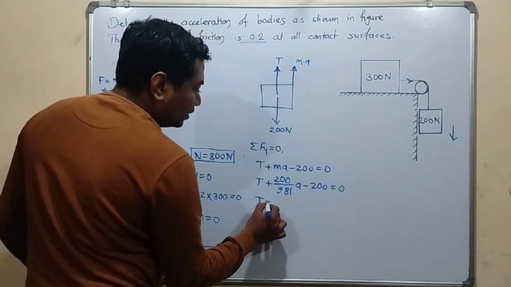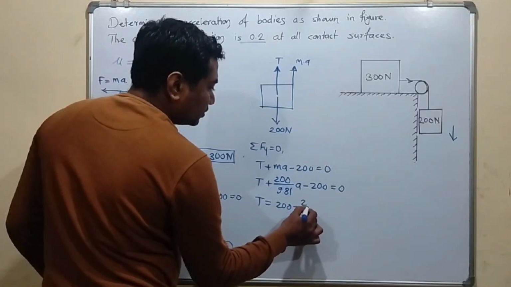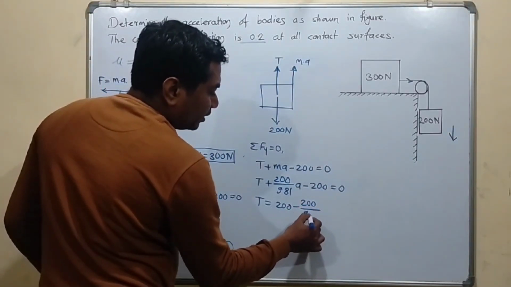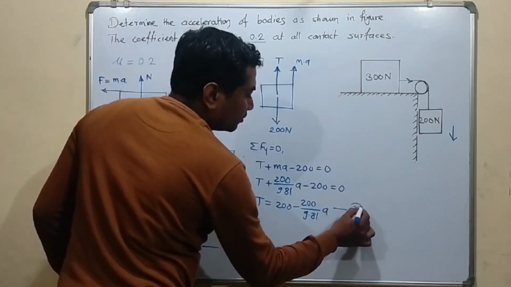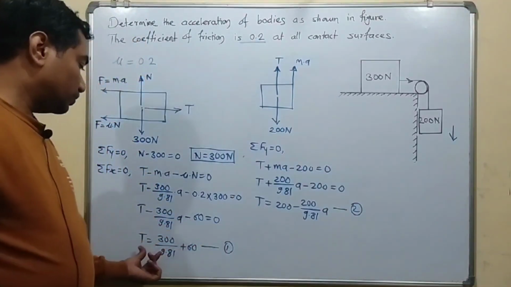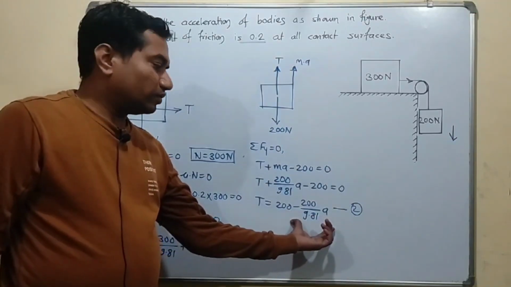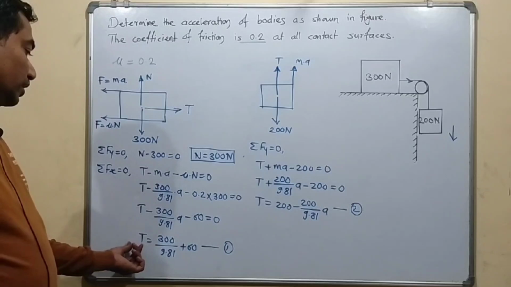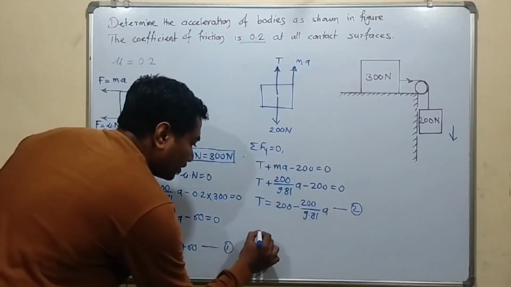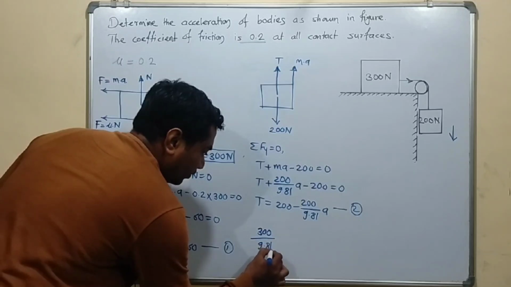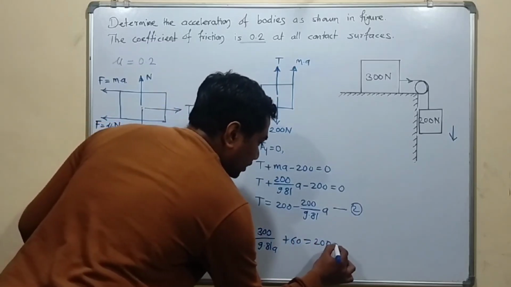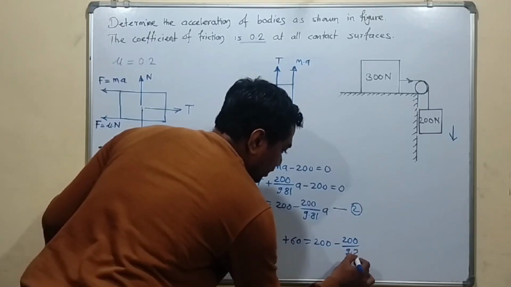From this we write T is equal to 200 minus 200 divided by 9.81 into A, and we will call this equation number 2. Now if we compare equation 1 and equation 2, the left side is T, so we can equate equation 1 to equation 2 and solve. After solving we will get the value of T. Sorry, here A remains, so we will equate these two equations. So 300 divided by 9.81 A plus 60 is equal to 200 minus 200 divided by 9.81 A.